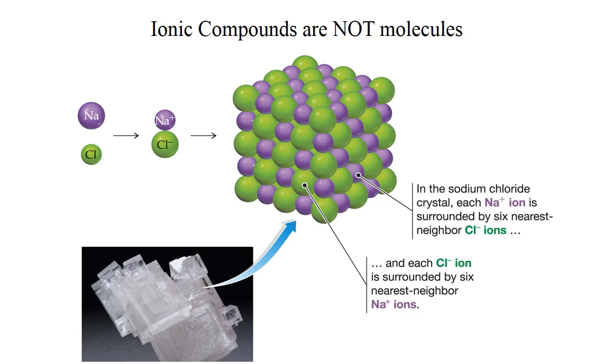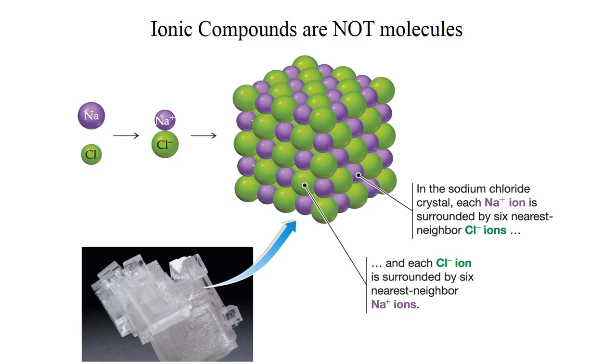I want to talk a little bit about ionic compounds. These are compounds in the sense that there are at least two elements present. For example, sodium chloride is the ionic compound that is shown here. Ionic compounds are not molecules. They are examples of compounds, but they are not atoms held together by covalent bonds. They are ions, so they're charged, and they are held together by ionic bonds.